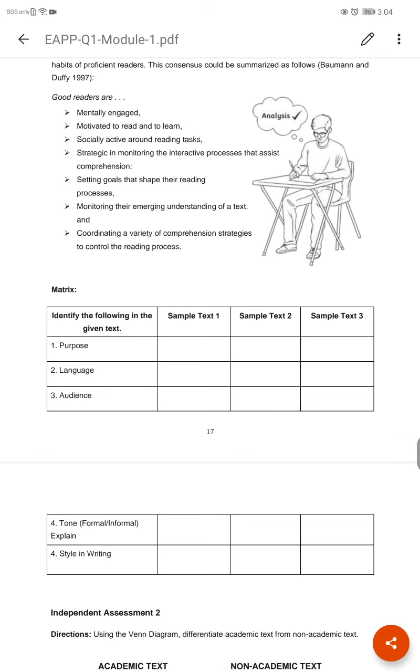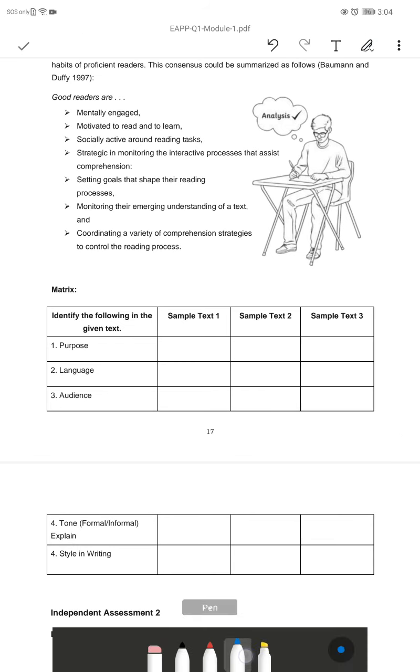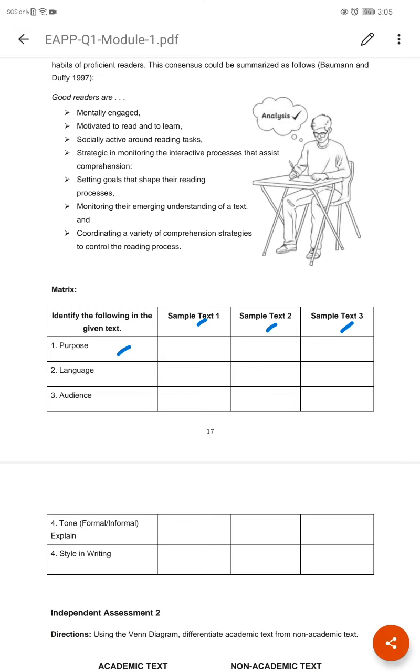So for sample text 1, sample text 2, sample text 3, you have to identify what is the purpose. What is the purpose of sample text 1? Is it to persuade? Is it to inform? Is it to tell a story? And then language. Second one is language. What's the language used in sample text 1, sample text 2, sample text 3? Who do you think is the audience of sample text 1? Do you think it's for students? It's for teachers? It's for a parent? It's for a doctor, okay?